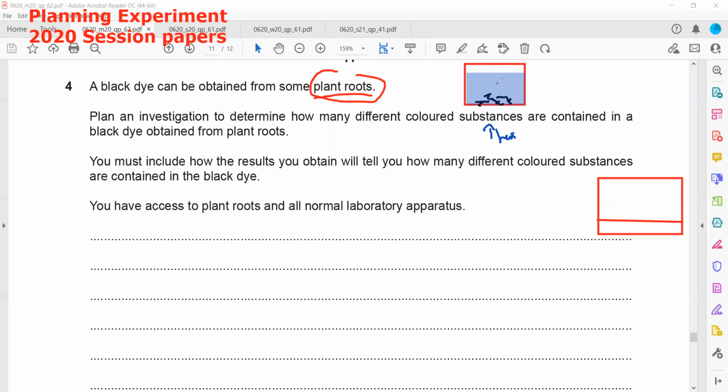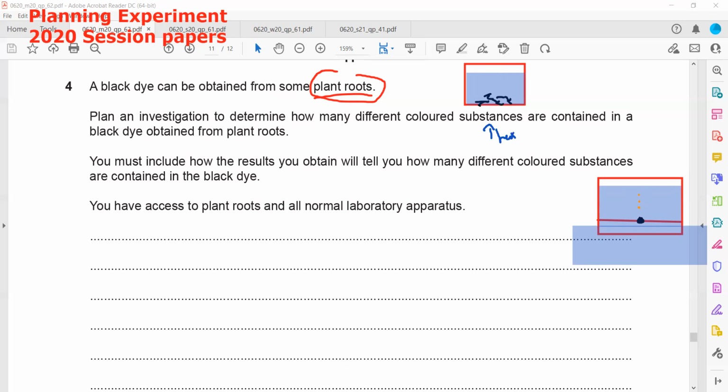And when we have extracted the color from the plant root, we will place a sample. We'll use chromatography: draw the origin with pencil and place the sample on the chromatogram using a dropper or a teat pipette. Then using a suitable solvent, we can use water here as well, and we'll wait until the solvent reaches the top. And how do we know how many colors are present in this plant root? The number of spots: for example, if there are 3 spots, it means 3 different colors are there. If 5 spots, it means 5 different colors.